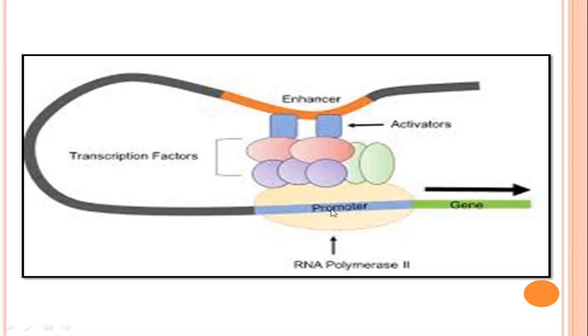The DNA between the promoter and enhancer loops out, so the enhancer comes into close proximity to the promoter and activates a high level of transcription. And you can see over here these activators interact with the enhancer as well as the regulatory promoter.